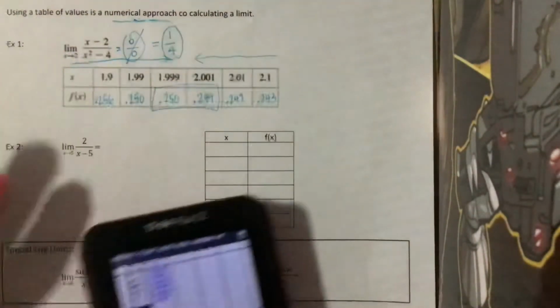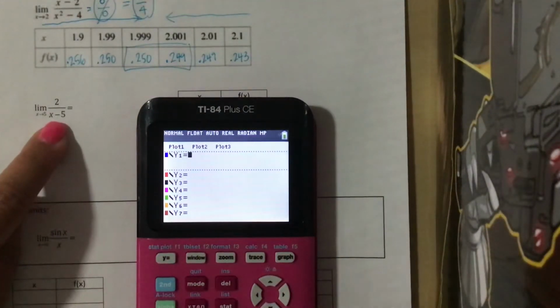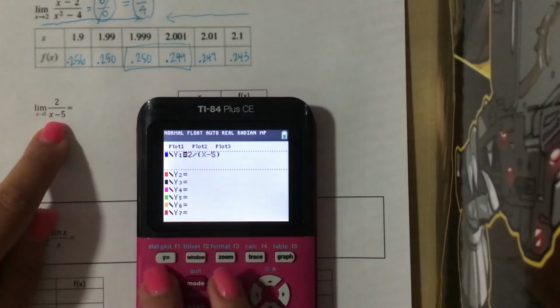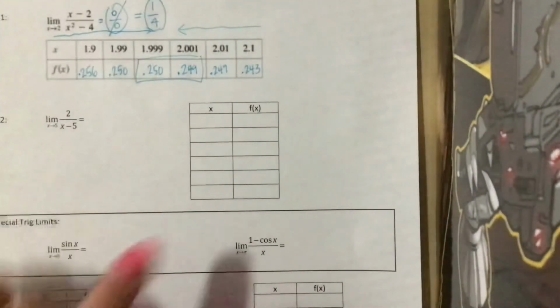Okay, let's move to example 2. I'm going to hit y equals to change my function, so clear it. 2 divided by, in parentheses, x minus 5. If you don't have those, it's going to do the wrong function. Okay, and now this table here is blank.